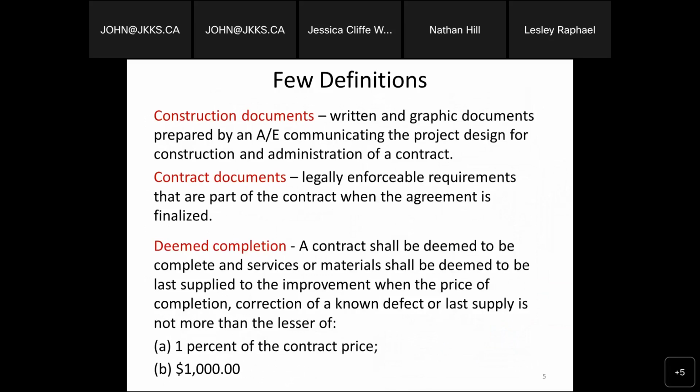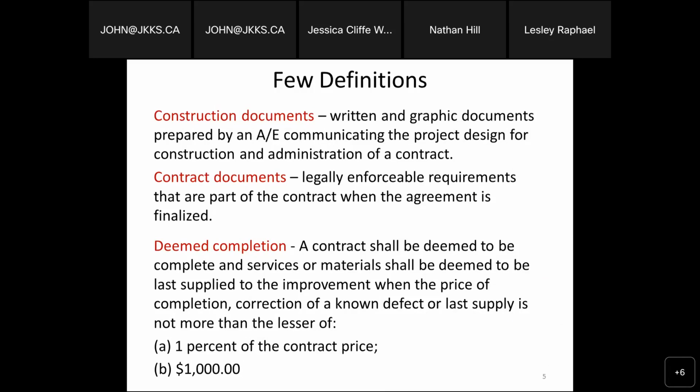Before I go a little bit further, let's cover a few definitions. Construction documents are written and graphic documents prepared by an architect or engineer communicating the project design for construction and administration of the contract. When we look at the actual contract document, as opposed to construction documents, these are legally enforceable requirements that are part of a contract when the agreement is finalized.